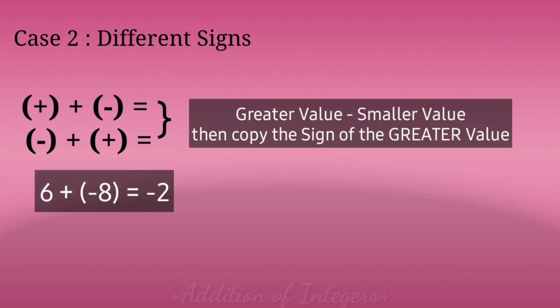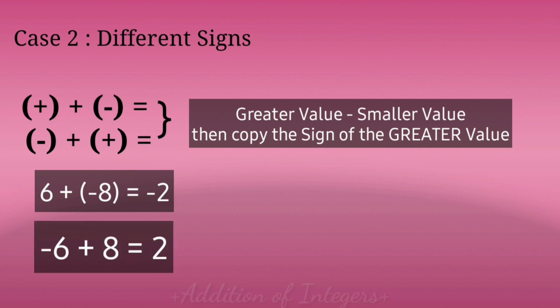For example, 6 plus negative 8, again, greater value minus the smaller value. 8 minus 6, it's 2. Ano yung sign ng malaking number? Negative. So, the answer is negative 2. Negative 6 plus 8, again, greater minus the smaller. 8 minus 6 is 2. Sign ng malaking number, positive. So, the answer is positive 2.